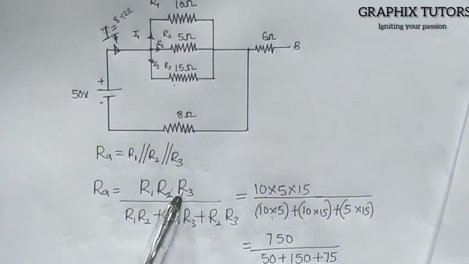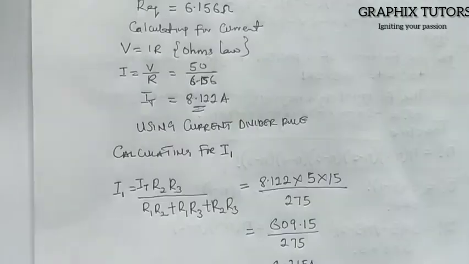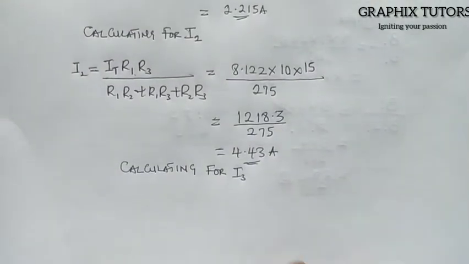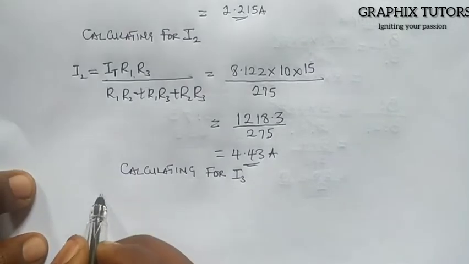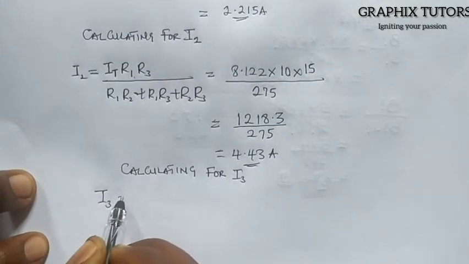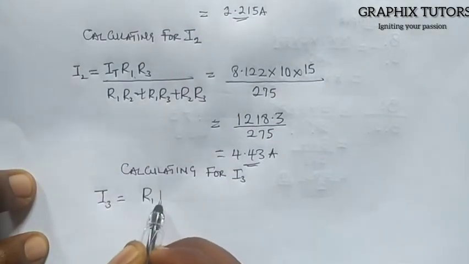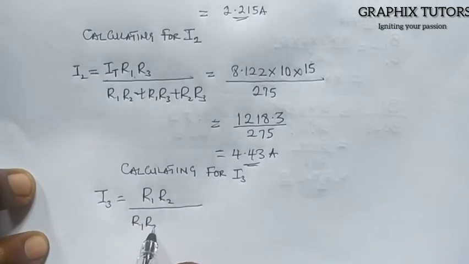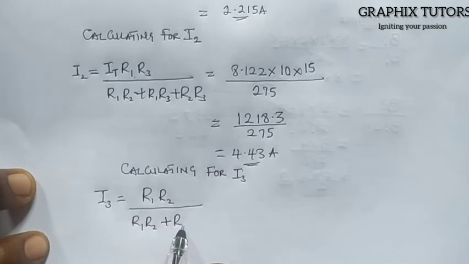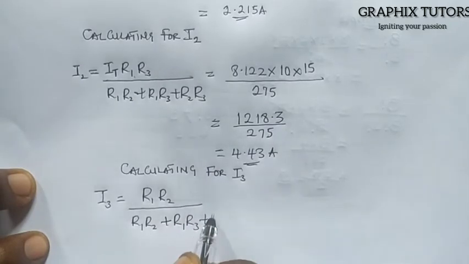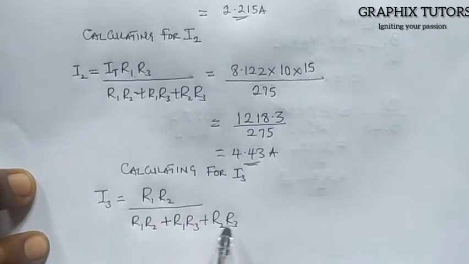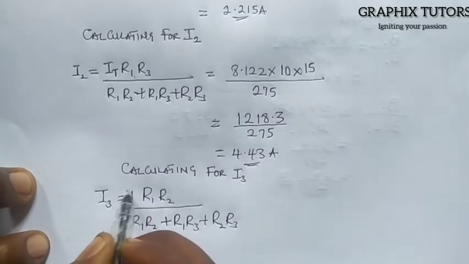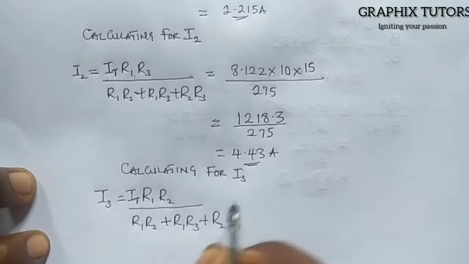So you are going to replace it with what? Your I total. So what I'm writing is this: I3 is equal to R1 R2 all over R1 R2 plus R1 R3 plus R2 R3. Now because I removed my R3 because I3 is flowing through it, I'm going to place my I total here. So what is my I total?